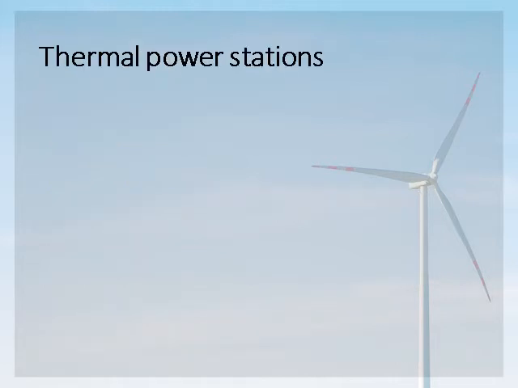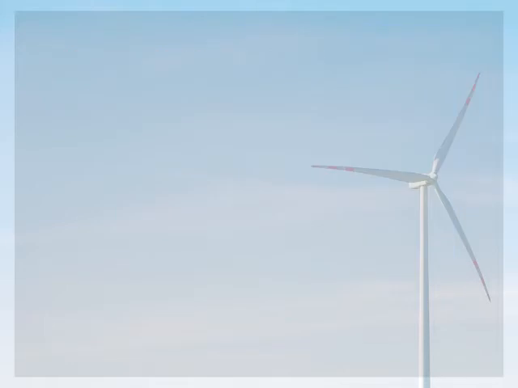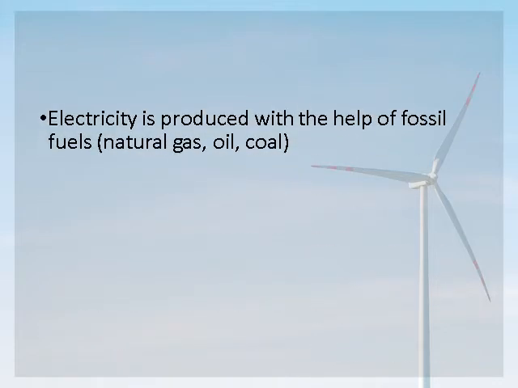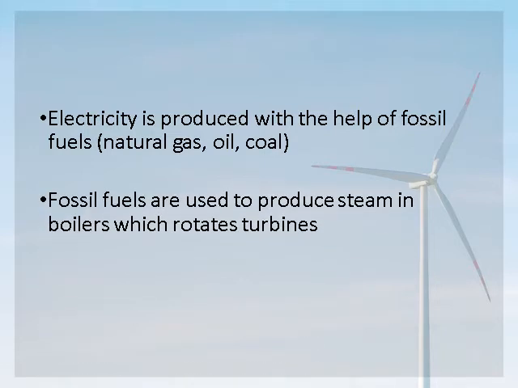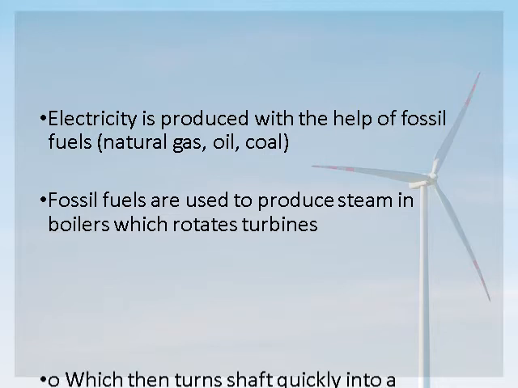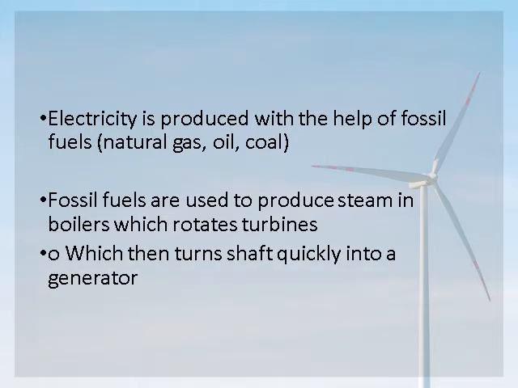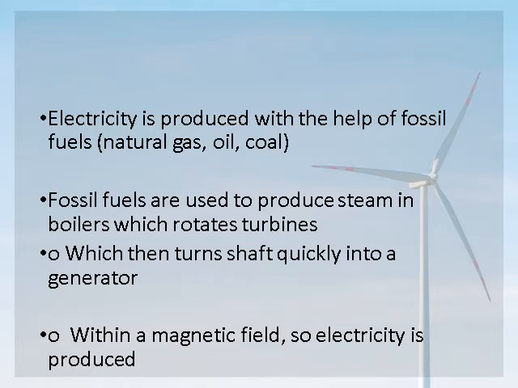Thermal power station: electricity is produced with the help of fossil fuels, natural gas, oil, and coal. Fossil fuels are used to produce steam in boilers which rotates turbines, which then turns shaft quickly into a generator within a magnetic field, so electricity is produced.